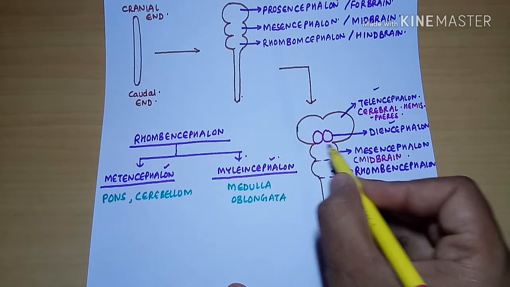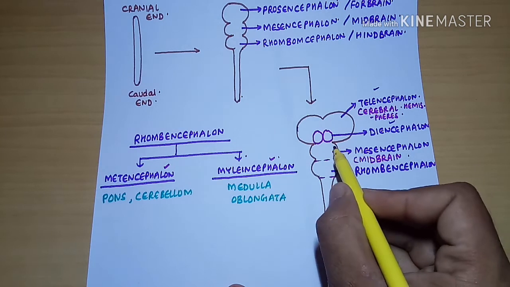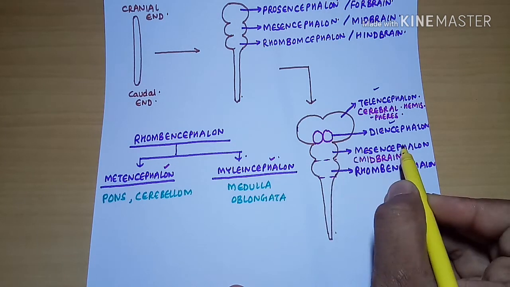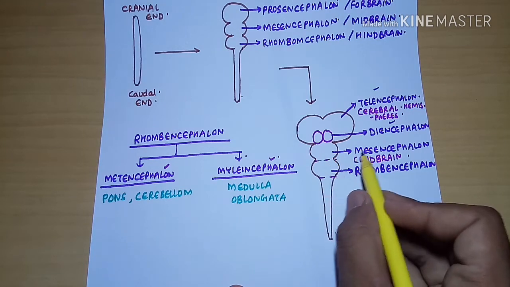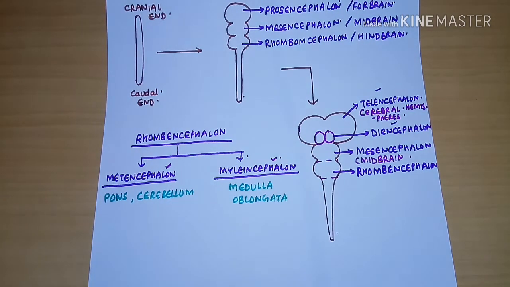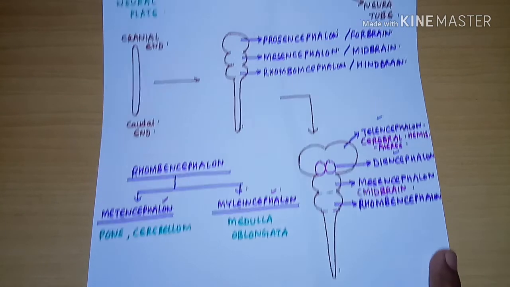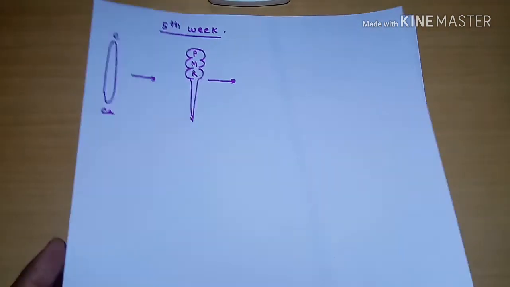Below this prosencephalon, so the prosencephalon consists of the telencephalon and the diencephalon, the mesencephalon is present, which will form the midbrain. And from the rhombencephalon, which is below the mesencephalon, two structures are formed, which are called the metencephalon and the myelencephalon. The metencephalon will form the pons varolii and the cerebellum, and the myelencephalon will form the medulla oblongata. So let's take a quick review of what we have learned in this embryological part of the neuroanatomy.